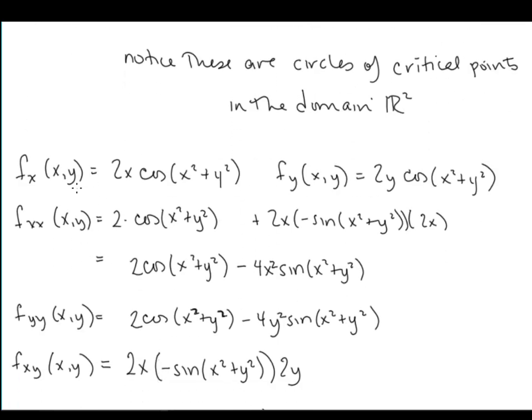Here are our x and y partials again, so we can compute our second x and second y partials. Don't forget here for these two partials we're going to be using the product rule, right? Second x partial, we need partial derivative of 2x multiplied by cosine x squared plus y squared plus 2x times partial derivative of cosine x squared plus y squared. For our mixed partial, though, we don't need to use the product rule because if we're taking just a y partial here, this 2x is just a constant multiple.